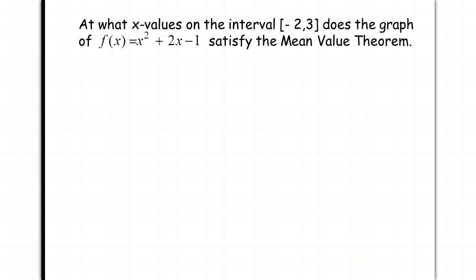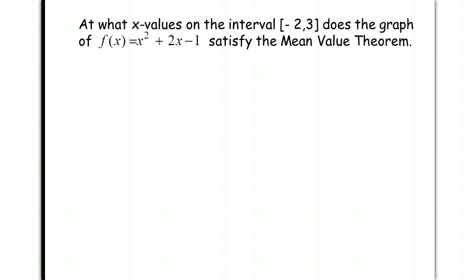Now we're going to do this algebraically. So here we have a function f of x equals x squared plus 2x minus 1, and we want to know at what x values on the interval [-2, 3], notice it's closed, does the graph satisfy the mean value theorem? Well, first of all, it has to be continuous on that interval, and since this is a parabola, it is, and it has to be smooth, and it is. So we know that it satisfies the requirements for the mean value theorem.